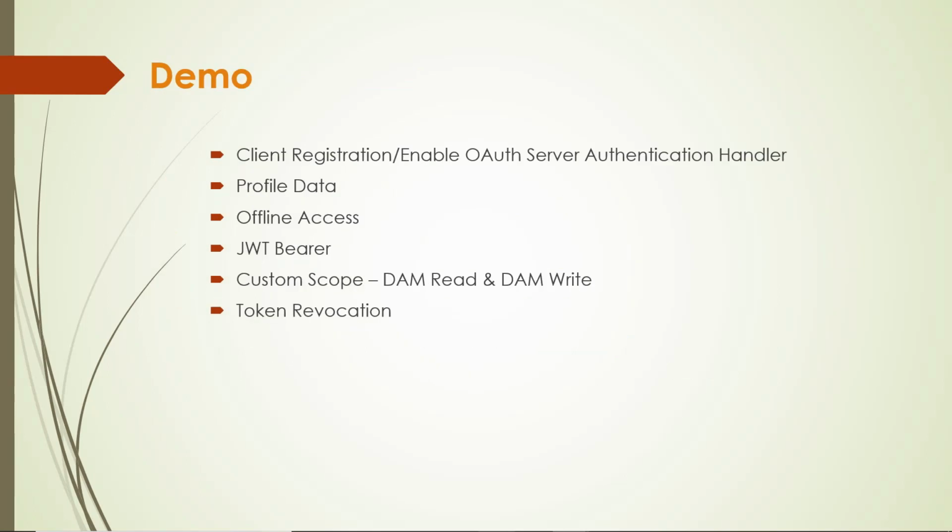Okay, now next we can proceed with the demo. I will be showing the demo mainly on client registration, enabling the JWT server authentication handler, then profile data and how to retrieve it, then offline access, then how to use the JWT bearer token to perform server to server JWT. Then I will show how to develop a custom scope that will help us read an image from the DAM and also upload an image to the DAM. Then how to do token revocation. Okay, let's start with the demo now.